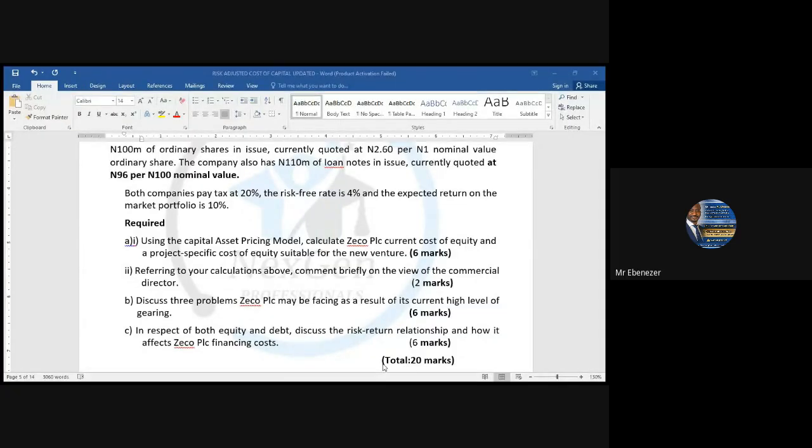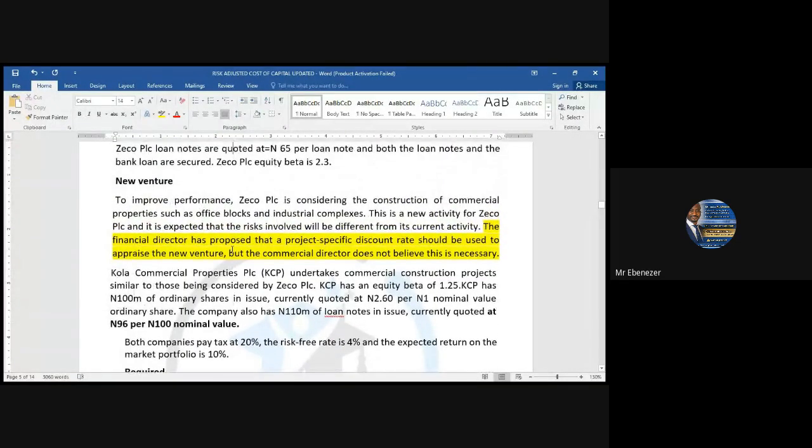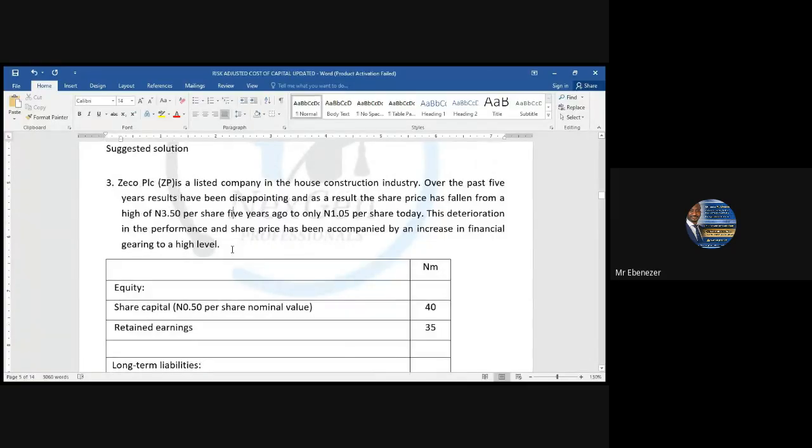So now, the first required is to use the capital asset pricing model. Now, the question: ZECO PLC is a listed company in the house construction industry.